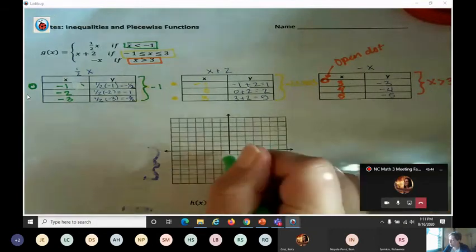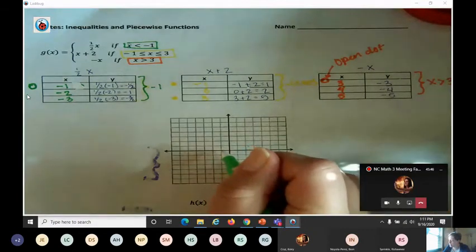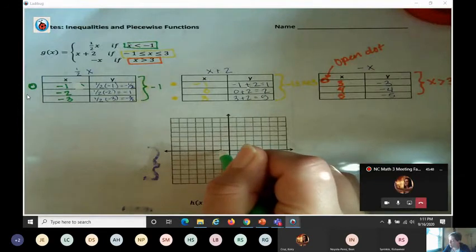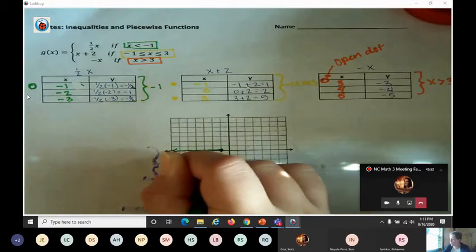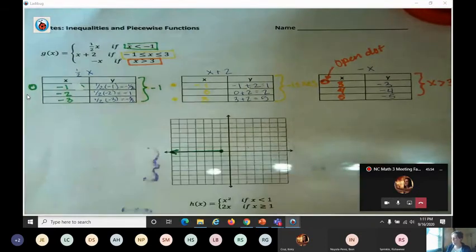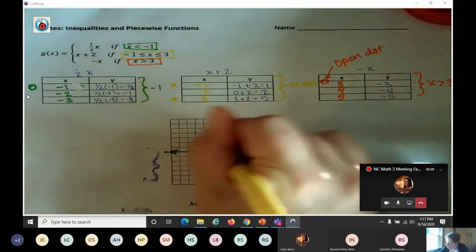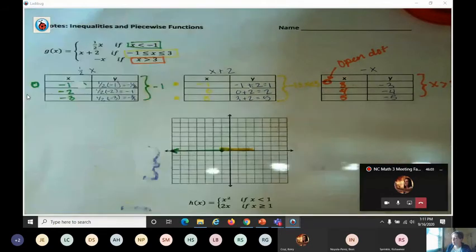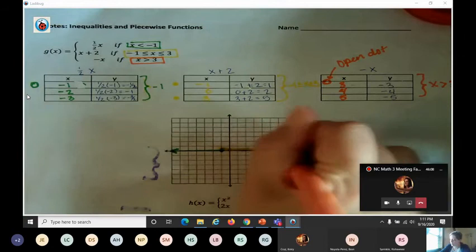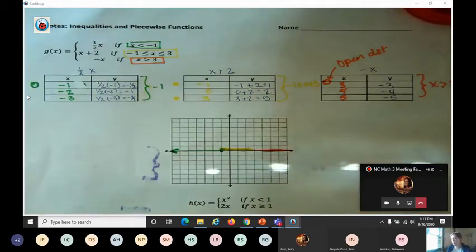So at -1, so I have x is less than -1, I'm going to have my green part. Then from -1 to +3, I should have my yellow section. And then from 3 on, I should have my orange section. Okay, so that's kind of the places where these functions should go. All right, so let's go ahead and draw them in.